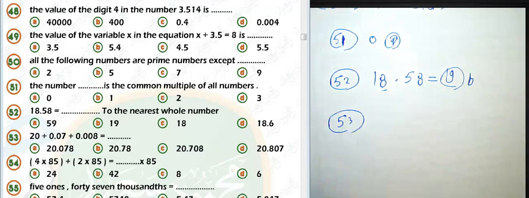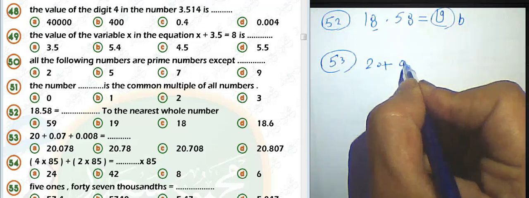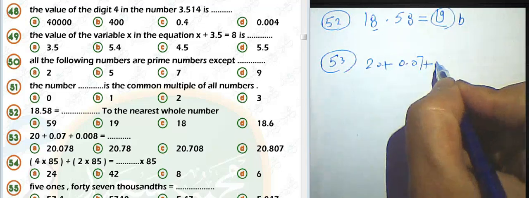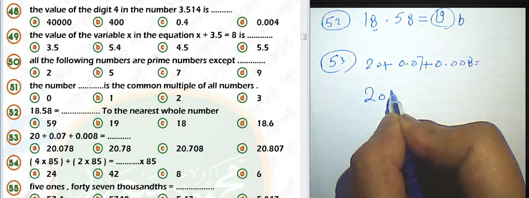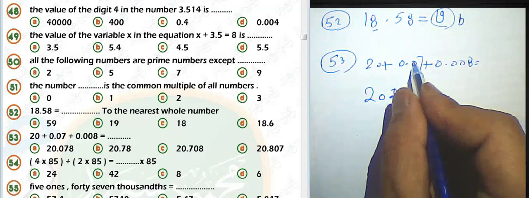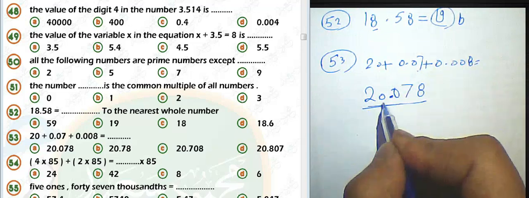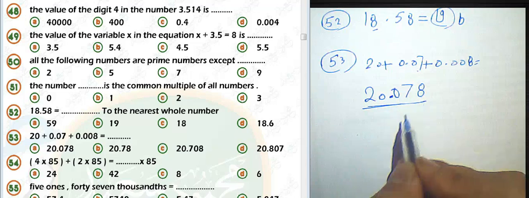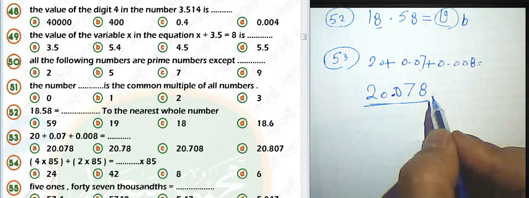Question 53, 20 plus 0.07 plus 0.008 equals 20.0. 7 is in hundredths and 8 in thousandths. The result will be 20.078. Okay, question 53, we must choose letter A.